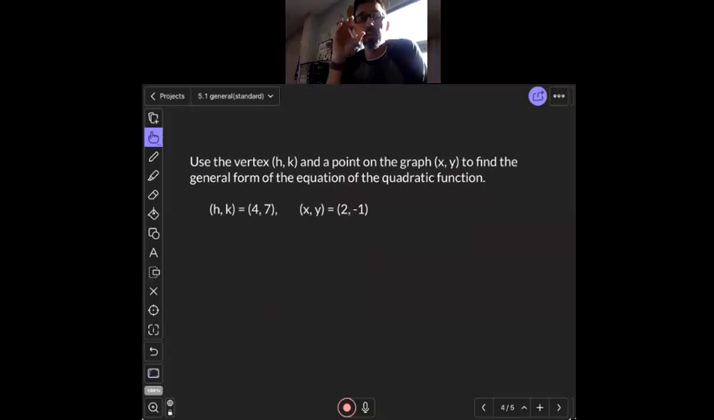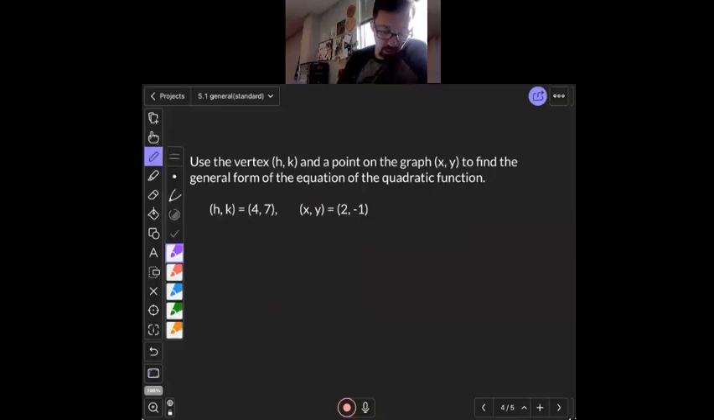What you're being asked to do here is, I'm giving you a vertex and another point on the graph, and we're going to be asked to write the equation of the graph. This is pretty similar to something you guys have done a lot, which is, given 2 points, write the equation of the line that goes between them. Here, of course, we want the quadratic equation that goes between them.